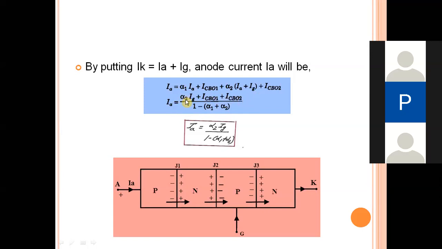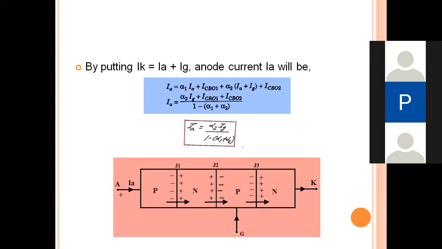This alpha 2 is going to be the current gain of transistor 2. IG is going to be the gate current which is going to be injected, divided by the denominator which is going to be 1 minus (alpha 1 plus alpha 2). As these leakage currents are going to be negligibly small, if we neglect them, you are going to get the total current injected IA equal to alpha 2 IG by 1 minus (alpha 1 plus alpha 2). This is the final expression found in the two transistor analogy.